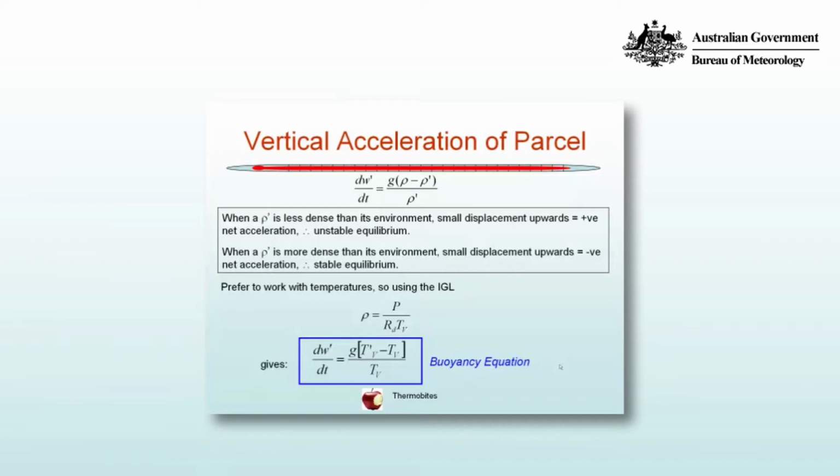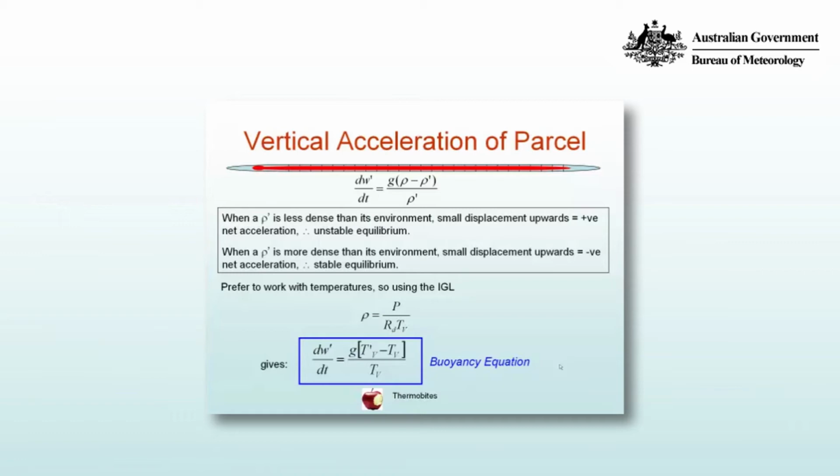We typically prefer to work with temperatures, and so we can use the ideal gas law, that ρ is P on R_d T_v, where T_v is the virtual temperature. When you do that, and I'll leave that as an exercise for you to do, you end up with a buoyancy equation, dw'/dt is equal to g divided by T_v, which is the virtual temperature of the environment, multiplied by the virtual temperature of the parcel minus the virtual temperature of the environment.